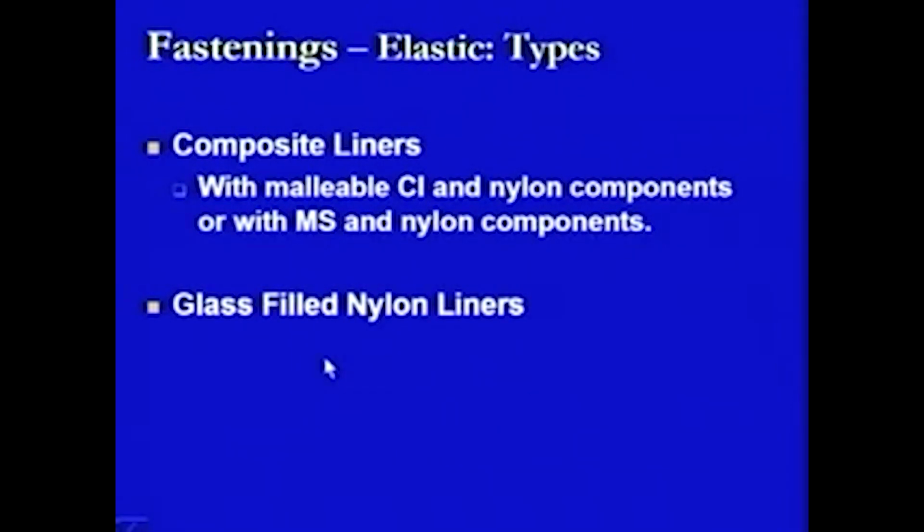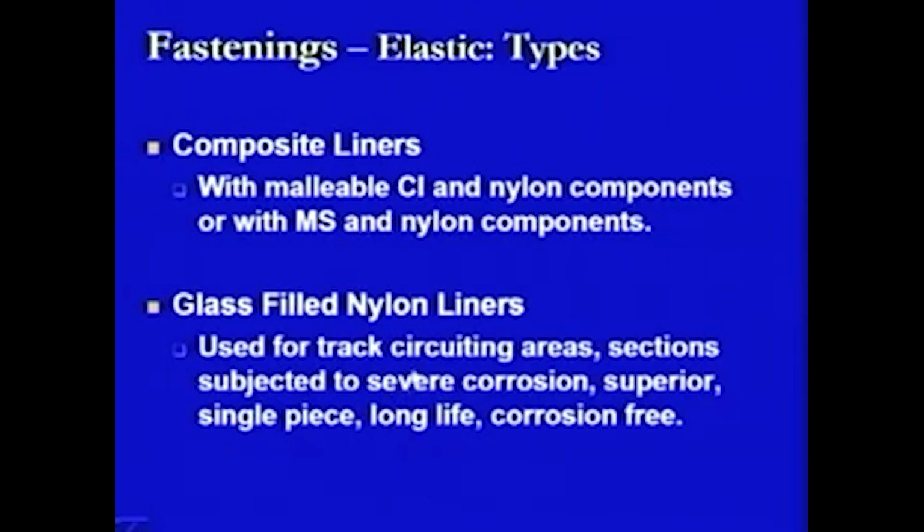In the case of this glass filled nylon liner, these are used for track circuiting areas where the sections are subjected to severe corrosion, because if we are using these malleable type of liners, then they have the tendency to get corroded. Whereas, if these glass filled nylon liners are being used, then they are not going to be corroded here, and that is why they are a little more superior as compared to the normal type of liners which are used. Then they are single piece, and as they are corrosion free, they have a higher life. This is another obvious reason.